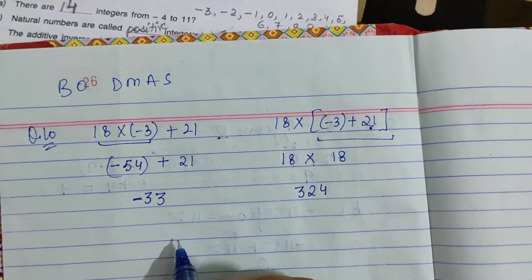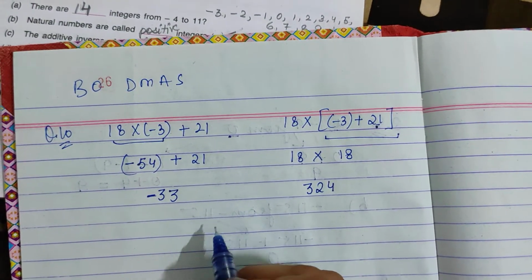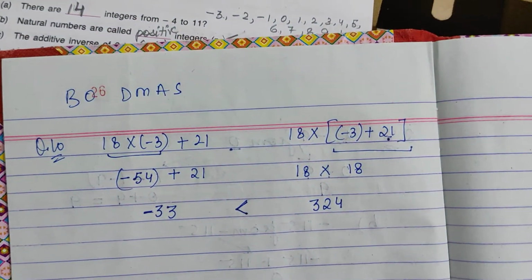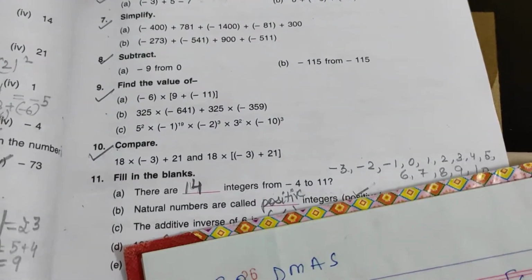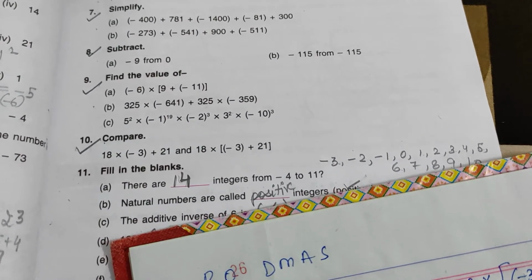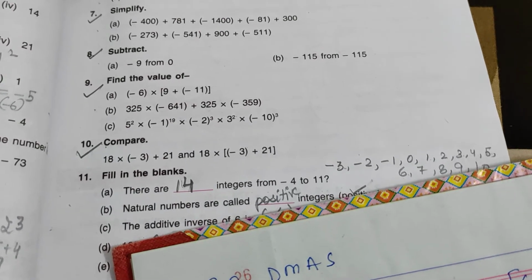So which of them is greater? Obviously the positive numbers are greater than the negative numbers, so this number will be greater. So by this way you can do the brain teasers. Now coming on to the last question, which I forgot to explain in the previous video. It is also to be done in the book, which is true false.